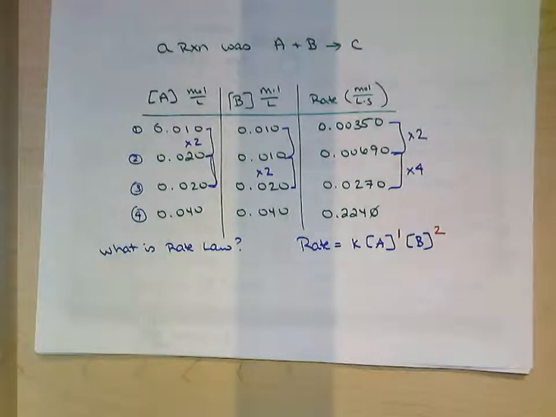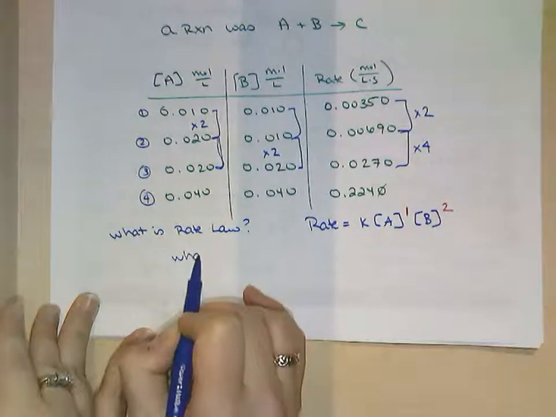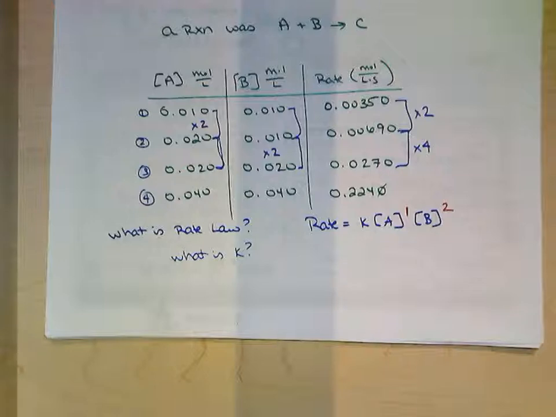How do I feel about that? Pretty confident? It's kind of like a little logic puzzle, seeing who changes and how the change affects the rate. So then, as always, the second part to these is, what is K? And we'll just pick experiment number 1.